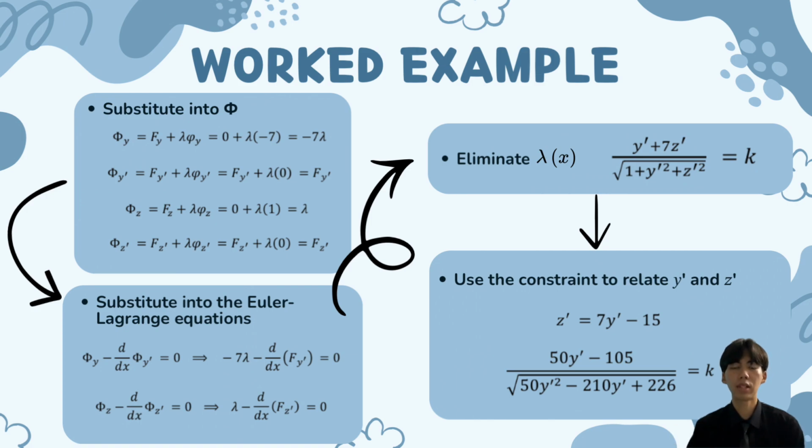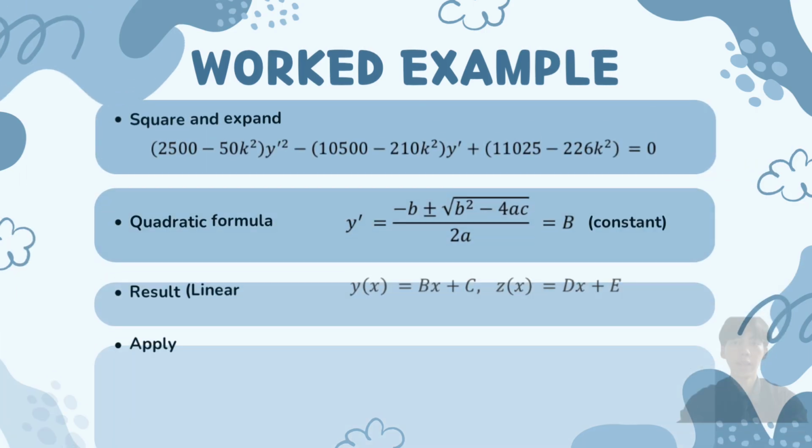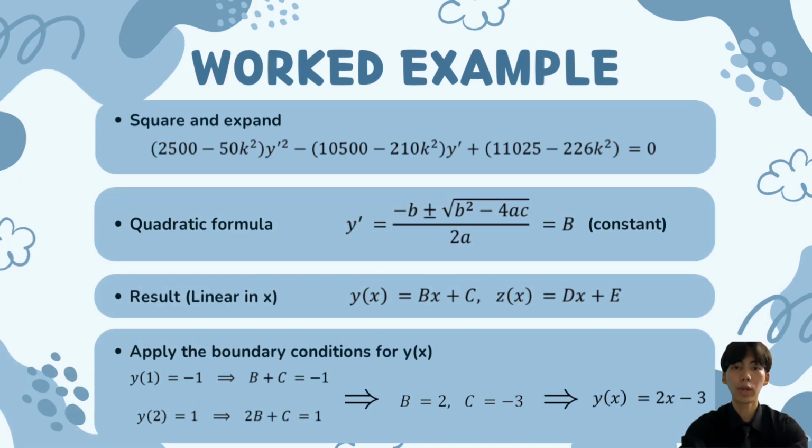Integrating what remains gives a first integral relating y prime and z prime, which is (y prime plus 7z prime) over the square root of 1 plus y prime square plus z prime square equal to k. At this stage, the constraint itself is brought in to relate y prime and z prime directly, since z can be written in terms of y using phi equal to 0. Differentiating that relation will give z prime equal to 7y prime minus 15, which is then substituted into the expressions above.